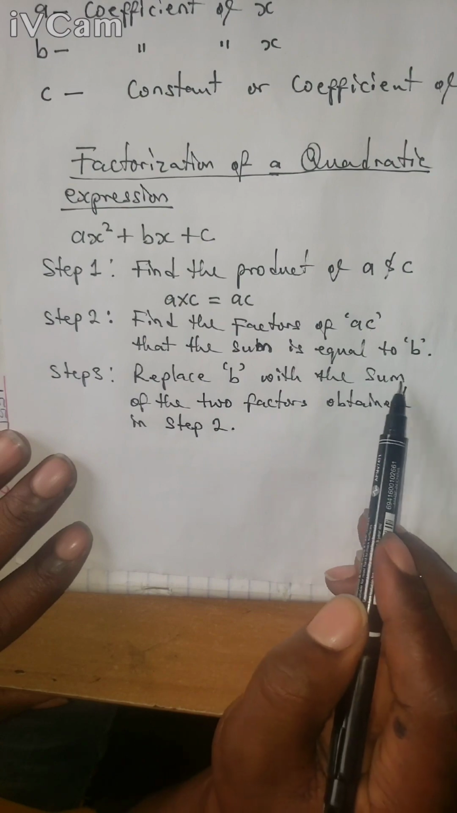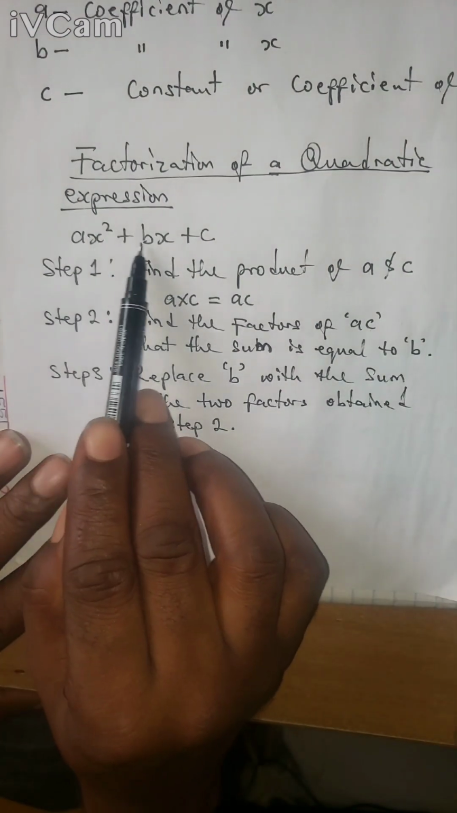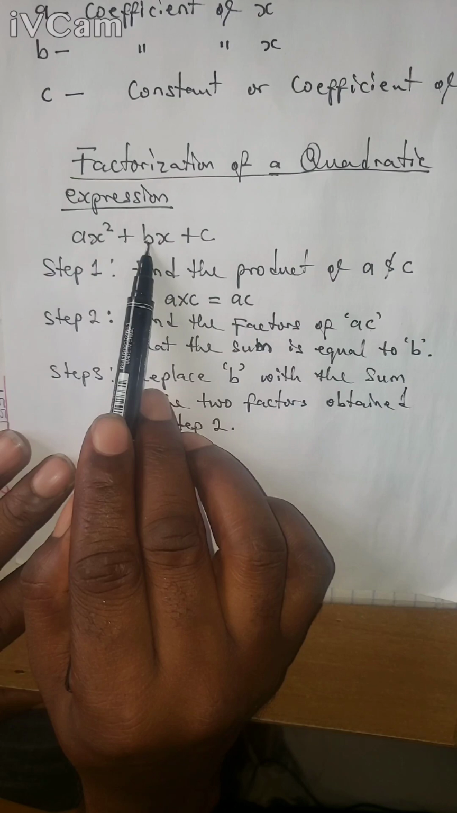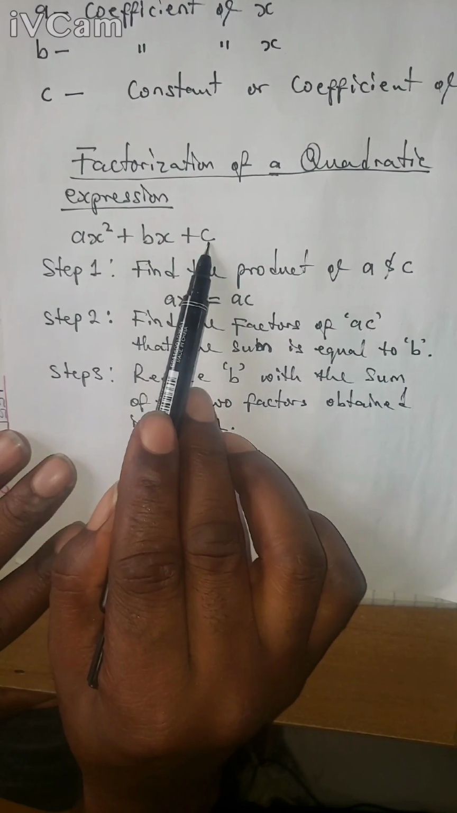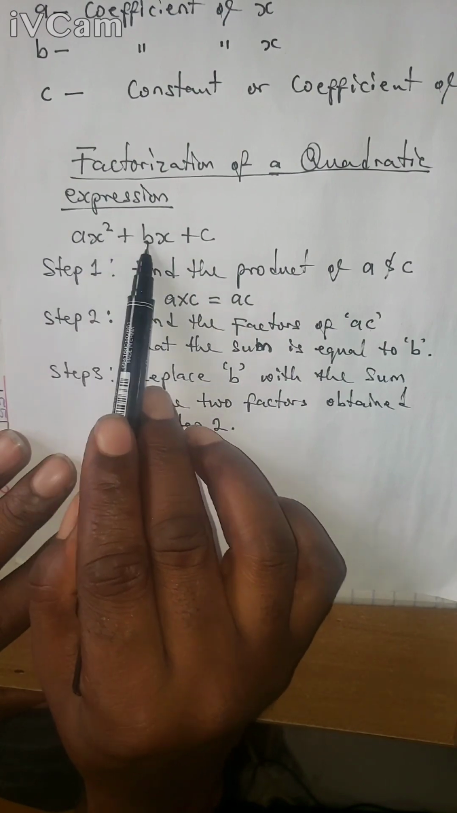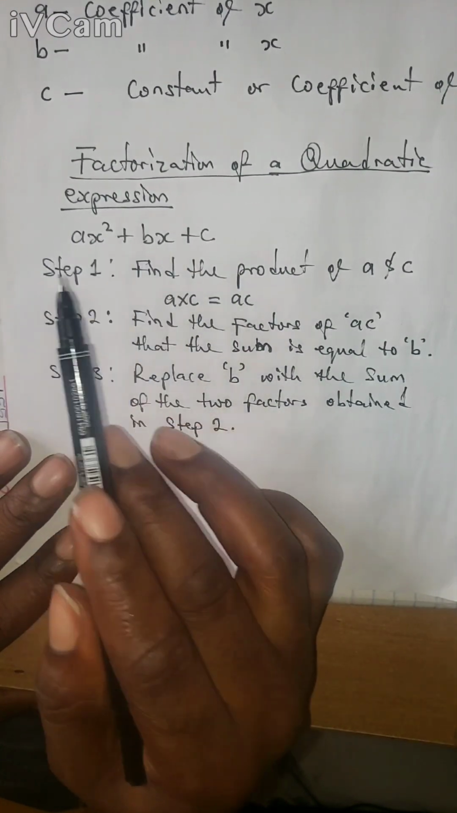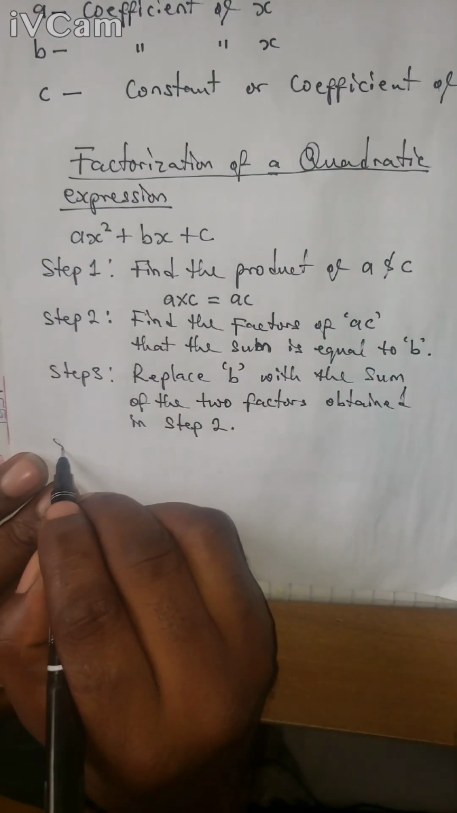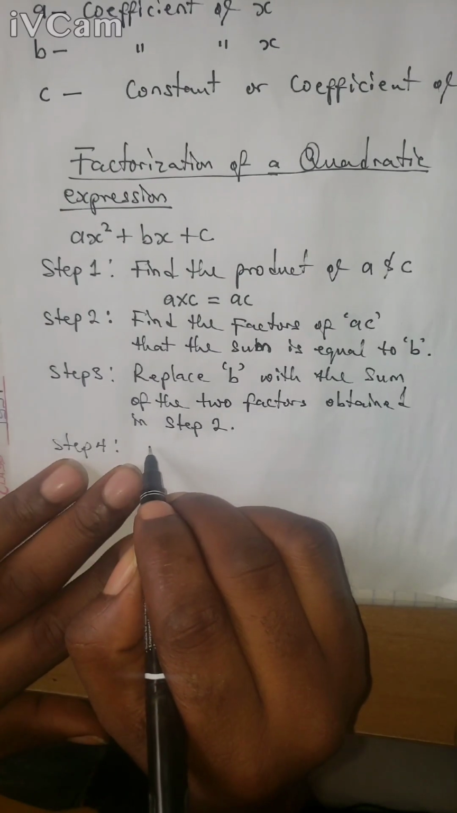When you replace b with two numbers, the expression is not going to be 3 terms anymore. It's going to be 4 terms, which will now look like factorization by grouping. Of course, that's the next step. So step 4 is to group and factorize.